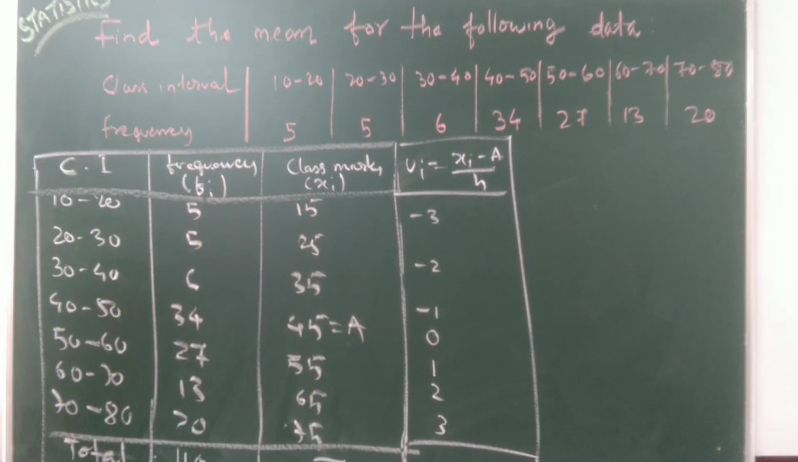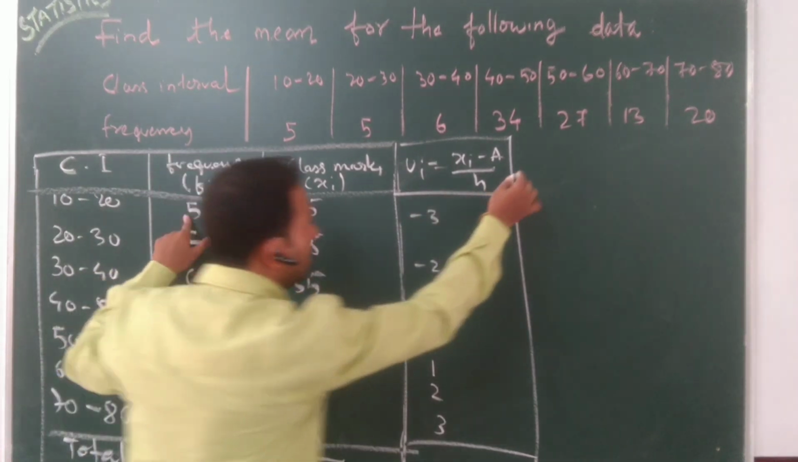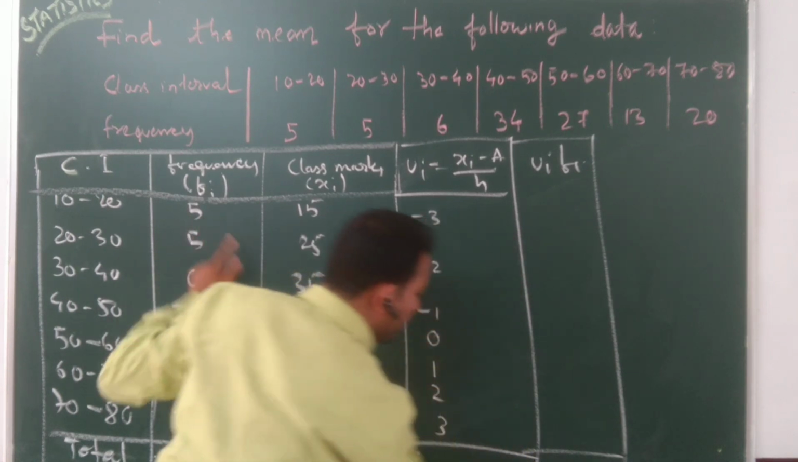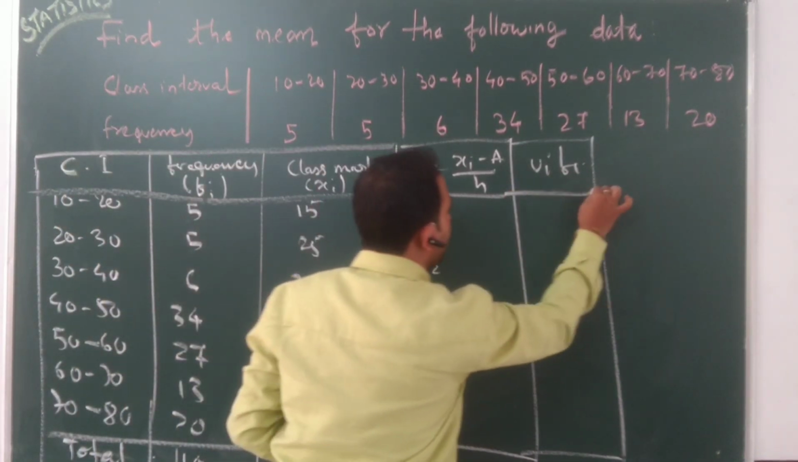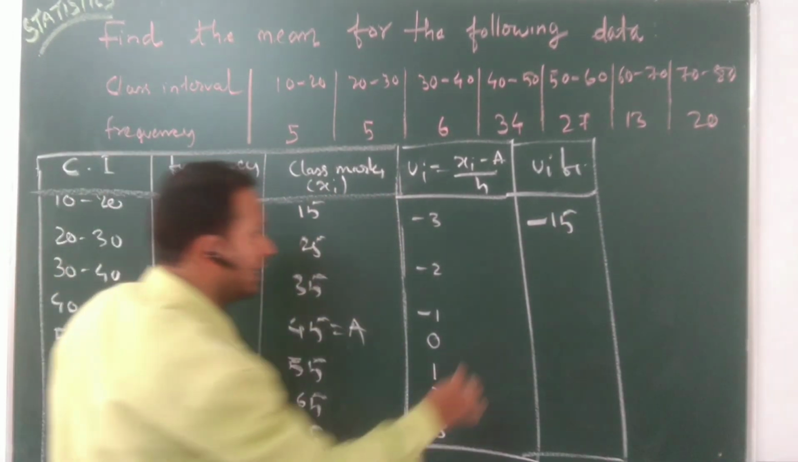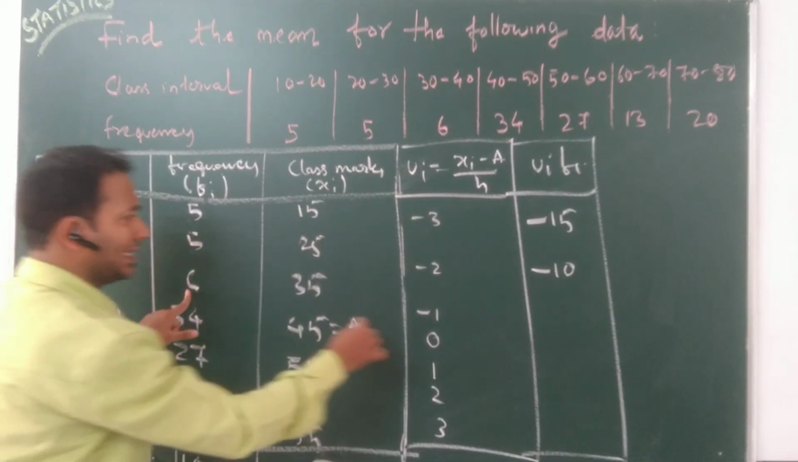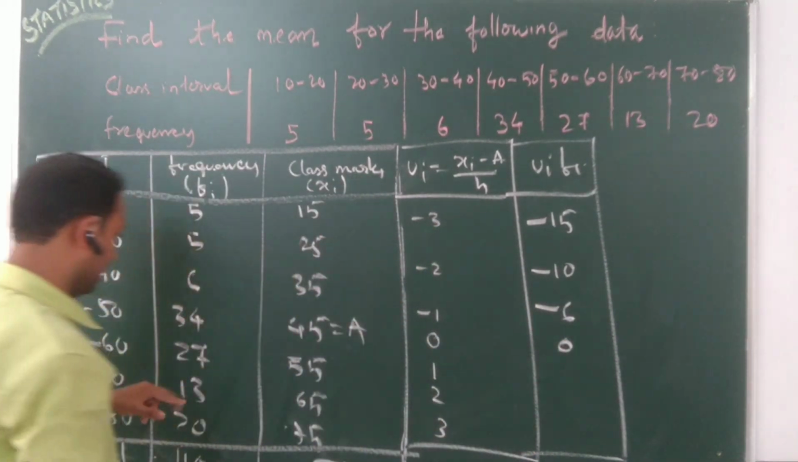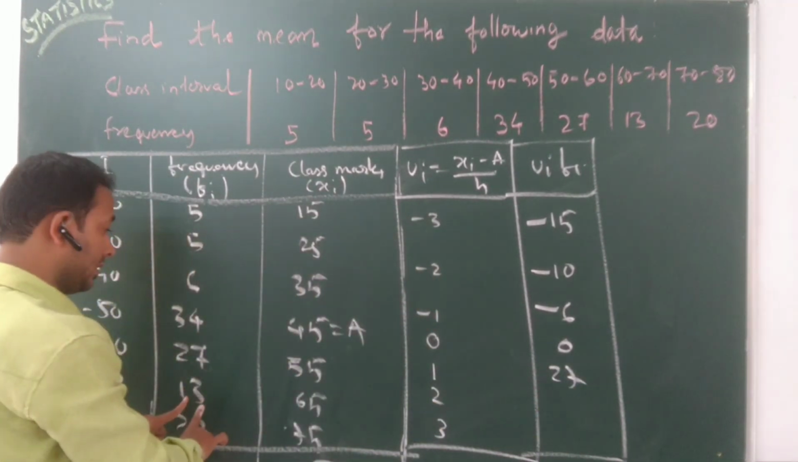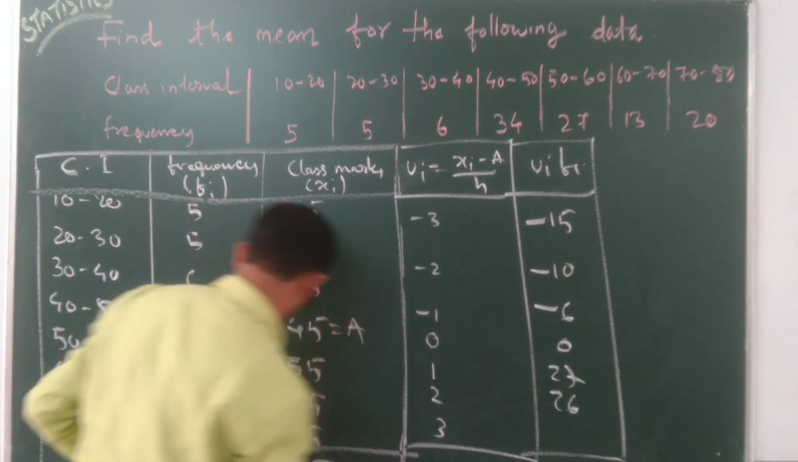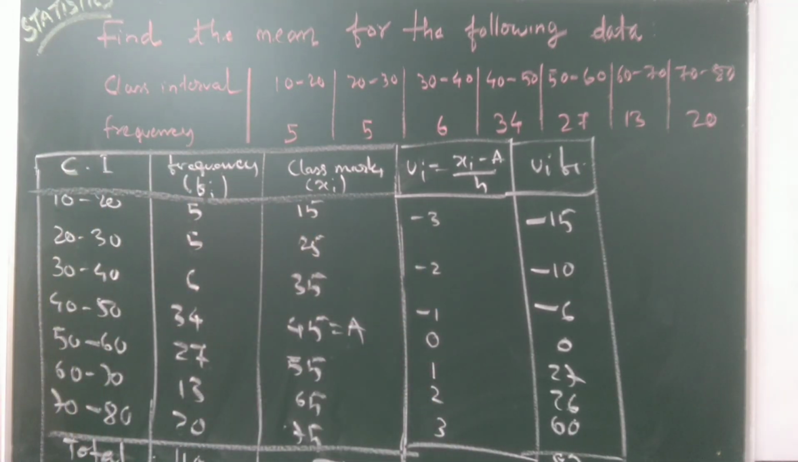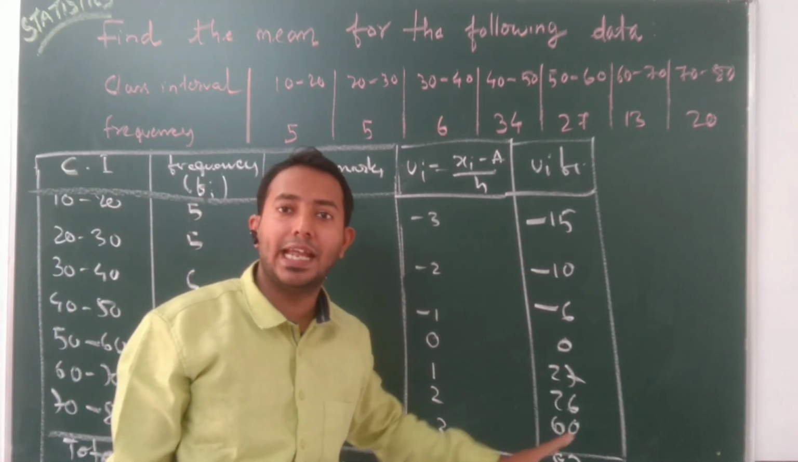So here now if you multiply, you will get here 15. We need here ui fi. Our next target is ui fi, because in the formula we have summation ui fi. So if we go for this one, that is minus 15, and next minus 10, next minus 6, that is 0, then 27 into 1, that is 27, and 13 into 2, that is 26, then 20, this is 30, and we will get here 82 after solving, adding the minus and plus.